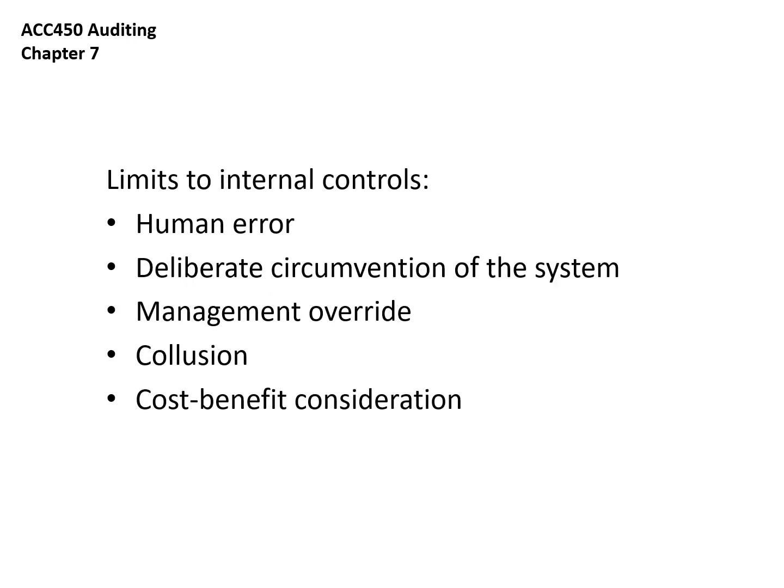So some of the limits to internal controls: one is human error. If your processes involve people, they're going to make mistakes. That's how it is. There could be deliberate circumvention of the system. The higher up in a company that occurs, the more difficult it is to detect. That could be falsified documents, or a variety of different things.